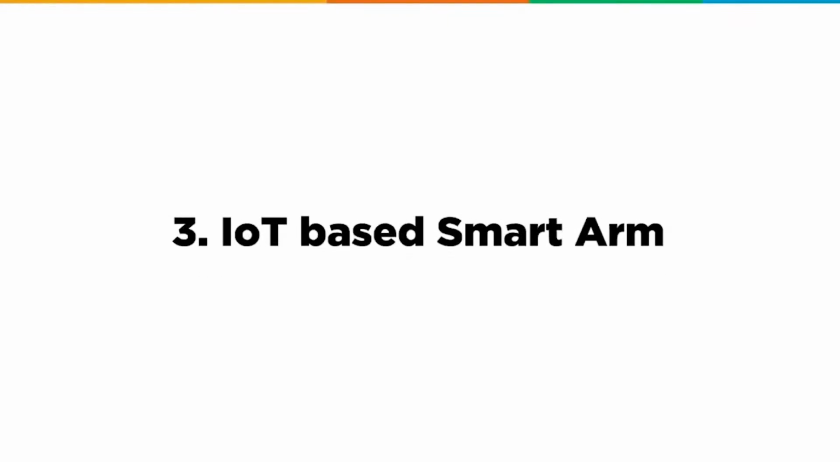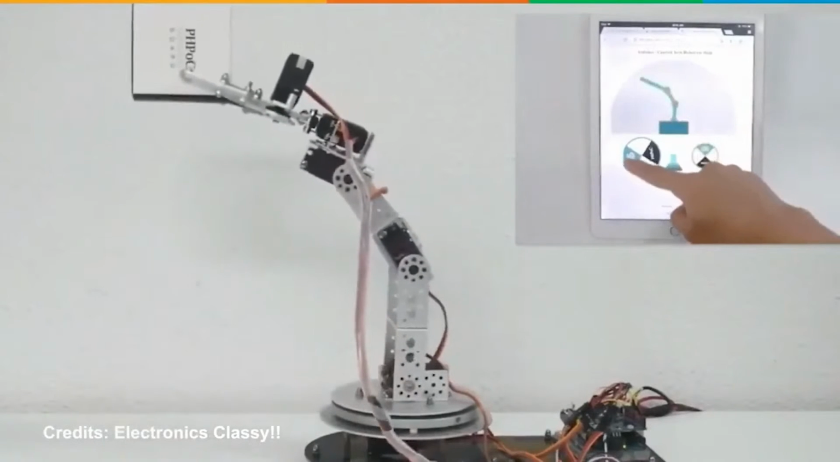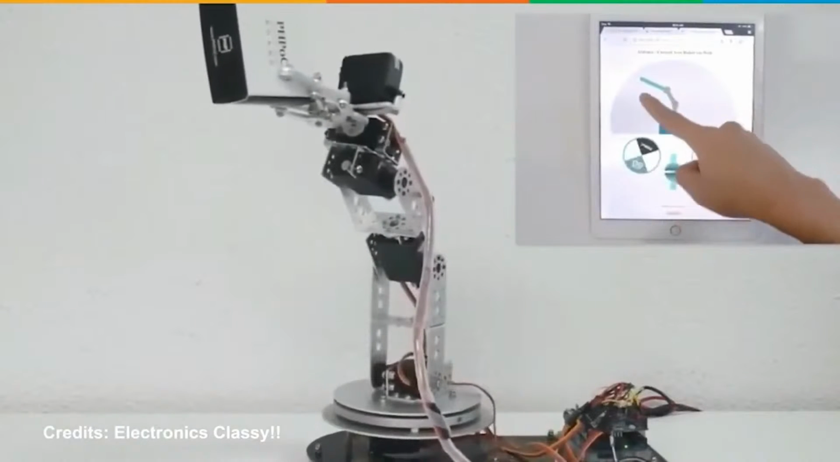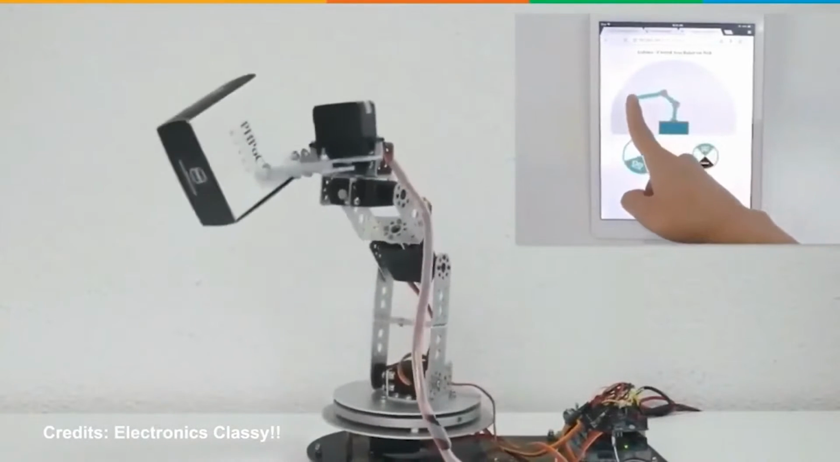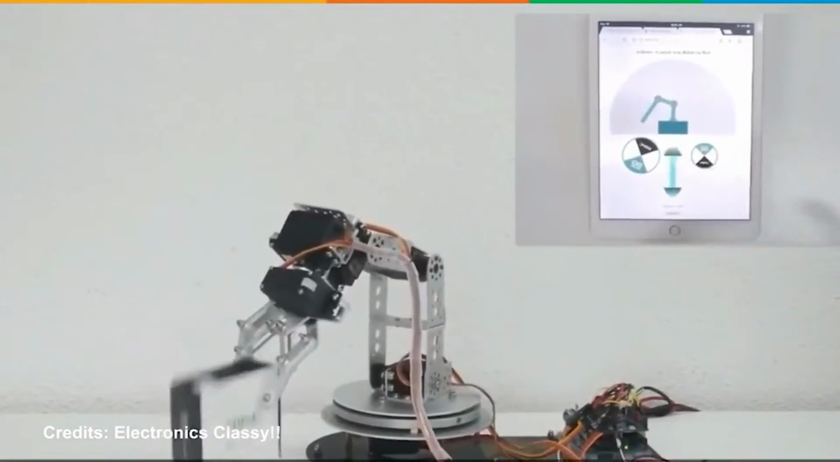Next up is IoT Based Smart Arm. Now this project includes the creation of a robotic arm which can pick and place things from one place to another. To control this action, the robotic arm can be moved using specific commands.